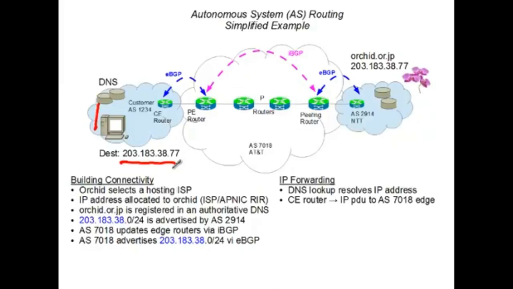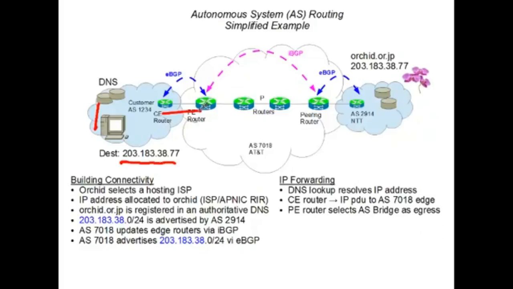The CE router will receive an IP PDU from the host machine as the default gateway, and because BGP has notified it that this address is in fact reachable via the AT&T network, it will forward that IP PDU to the 7018 edge. So that would be forwarding to here.